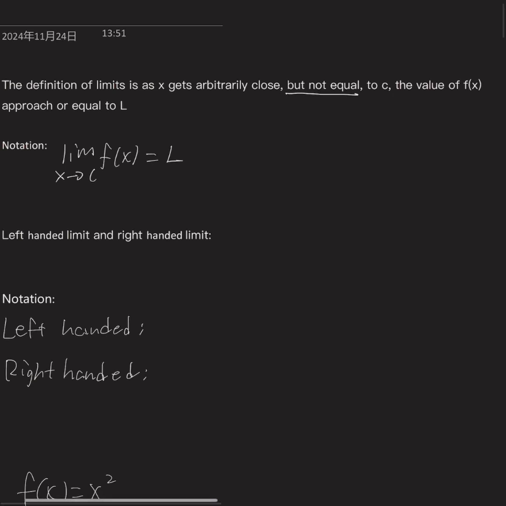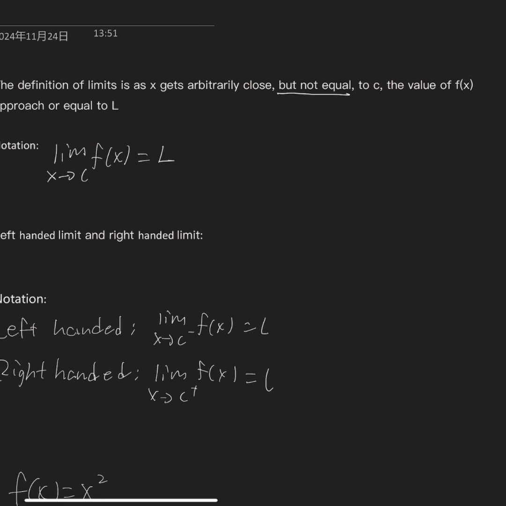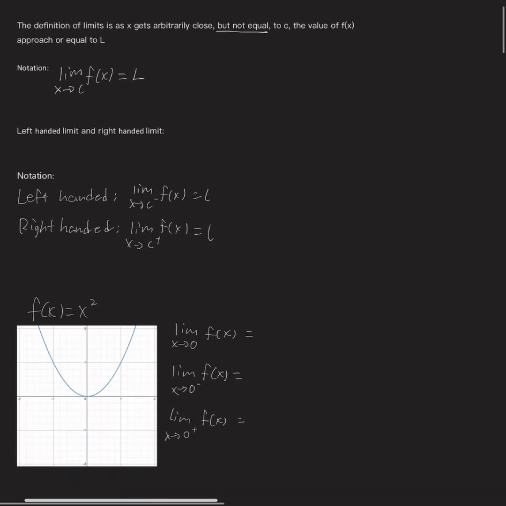And there's also the one-sided limit. There's the left-handed limit and the right-handed limit. The notation for them are: the limit as x approaches c from the negative side of f of x equals L, and the limit as x approaches c from the positive side of f of x equals L. Well, that's a lot of information here. Let's dive deeper into what limits mean.